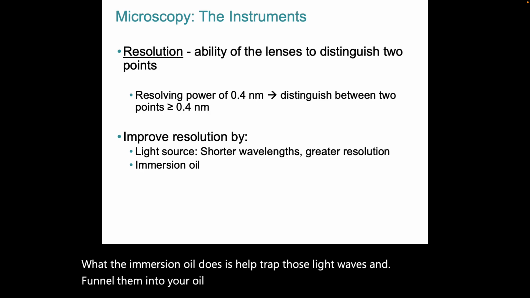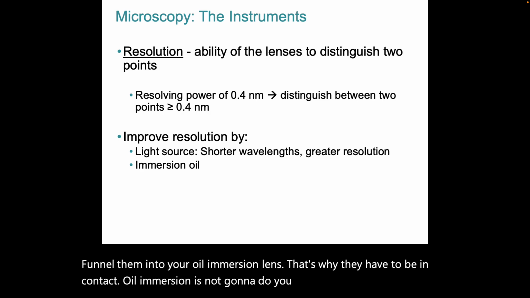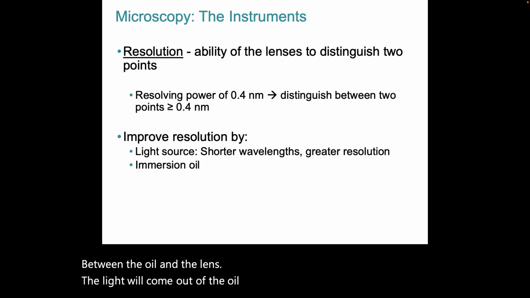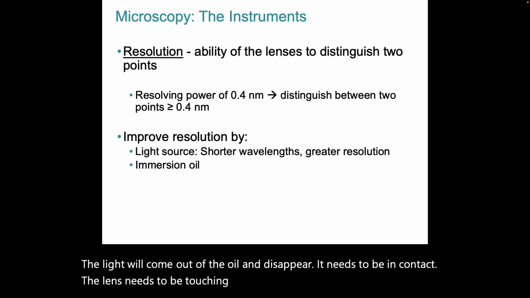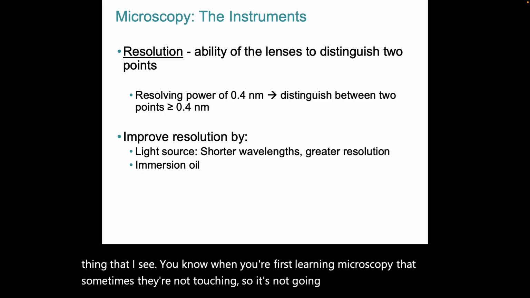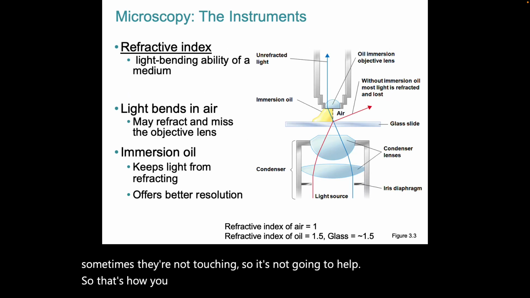That's why they have to be in contact. Oil immersion is not going to do you any good if there's a gap between the oil and the lens. The light will come out of the oil and disappear. It needs to be in contact. The lens needs to be touching the oil, which is on the slide. That's the other thing that I see when you're first learning microscopy, that sometimes they're not touching. So it's not going to help. So that's how you can improve the resolution.